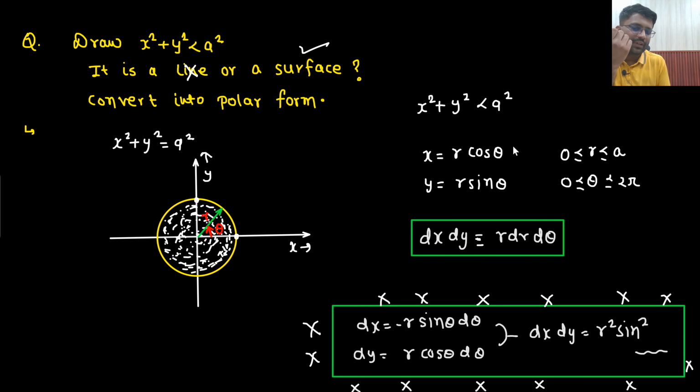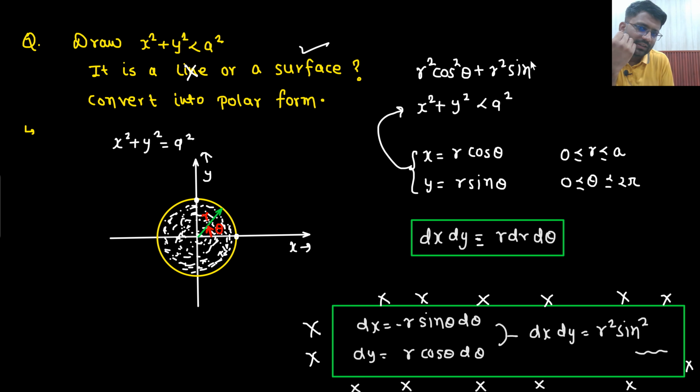So the simple trick is that whatever you have assumed, just put it here. What will you be getting? r² cos²θ plus r² sin²θ less than a². So from here, what you will see? r² should be less than a², or you can say r less than a.